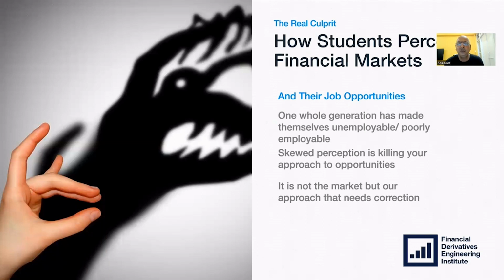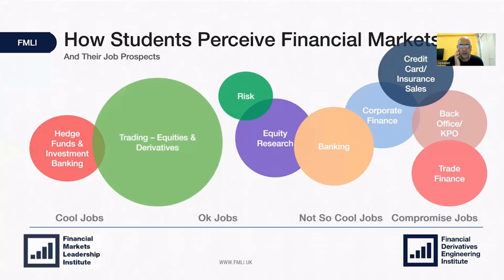How students perceive financial markets, we will see. I see that one whole generation has made themselves unemployable or poorly employable because of a skewed perception. It is killing your approach to financial markets. It is not the market's problem, but your approach. How is this a problem?